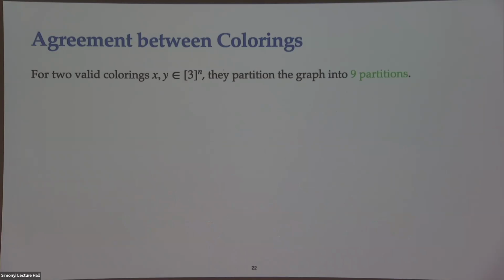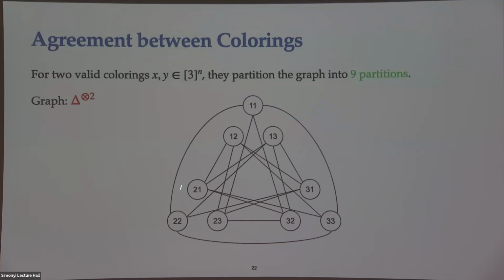Now let's look at two colorings, and they partition the vertices into 9 clusters. The graph looks like this, and it is just a triangle tensor 2 graph. Similar to the previous case, this cluster is the vertices where both colorings labeled the vertex as 1. Remember, we are interested in the agreement between two colorings according to some permutation, and that corresponds to the triangles in this graph. Each permutation corresponds to a triangle.